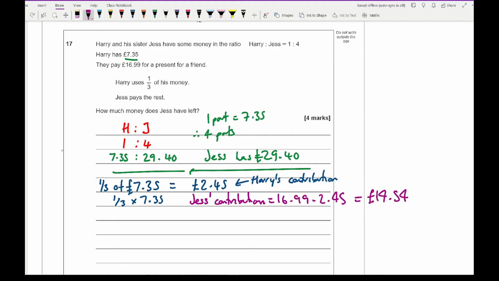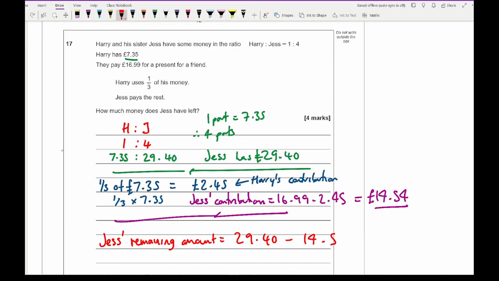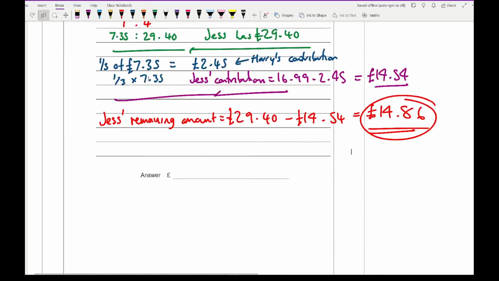So then how much does Jess have left? So Jess's remaining amount is going to be £29.40 minus £14.54, which is a total of £14.86. And there is the final answer.